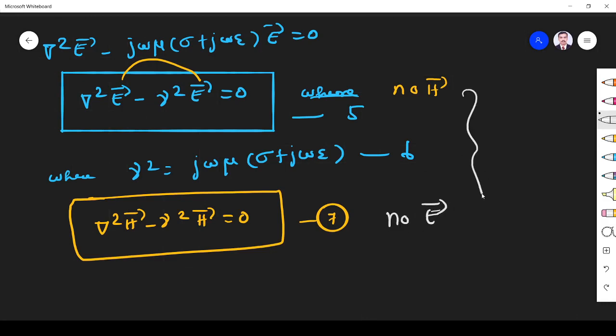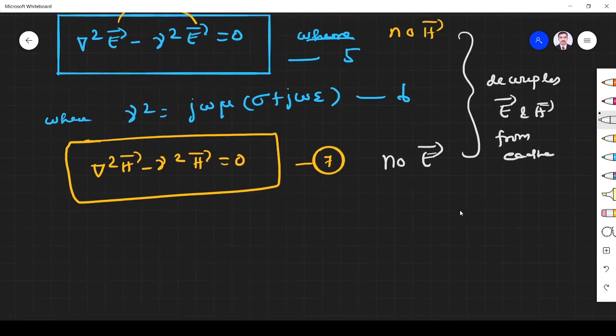Now these two equations decouple E and H from each other, right? So this is a purely E-based equation, and this is a purely H-based equation. These two equations, equation number 5 and 7, are known as the Helmholtz equations.